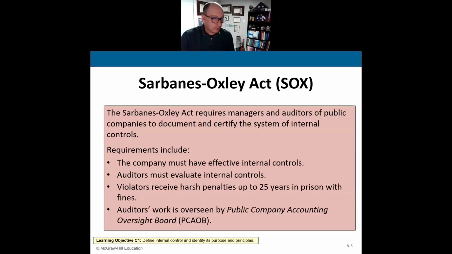Sarbanes-Oxley, which are two Congress people, who I believe have since retired and passed. These two Congress people established the Sarbanes-Oxley Act, which says that publicly traded companies must be audited, and that these companies must have effective internal controls. The auditors evaluate those internal controls, and it also provides some oversight through the Public Company Accounting Oversight Board, and it also sets out the potential punishment for those who violate this act.